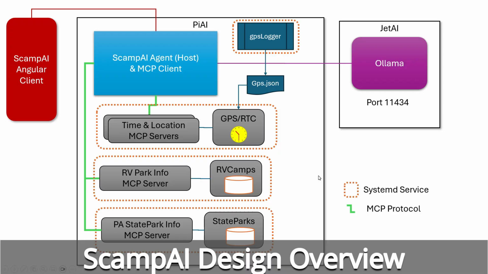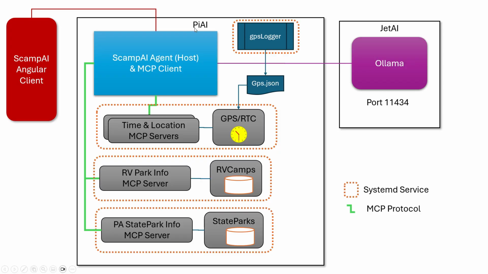Okay, let's have a look at how this is all going to be put together. I'm using the same two pieces of hardware I showed you in the first video. Jet AI is a Jetson Nano computer that's running Ollama. That's going to host the LLMs that I'm using, available on port 11434, which is the standard Ollama port. And then the Raspberry Pi, I'm calling Pi AI. That's going to host a bunch of services specific to what I want my Scamp AI agent to do.